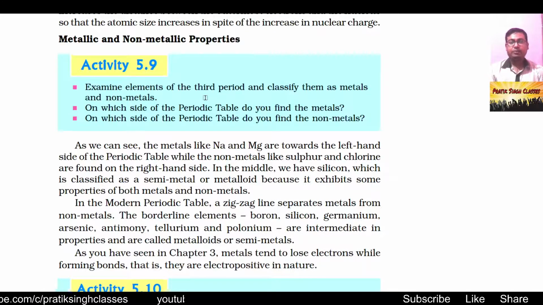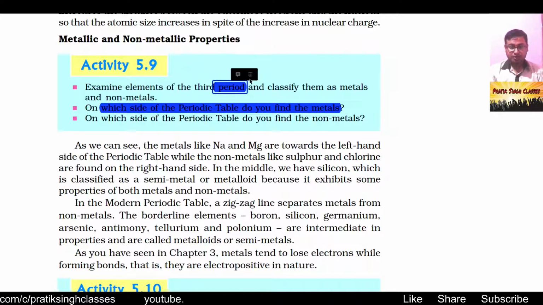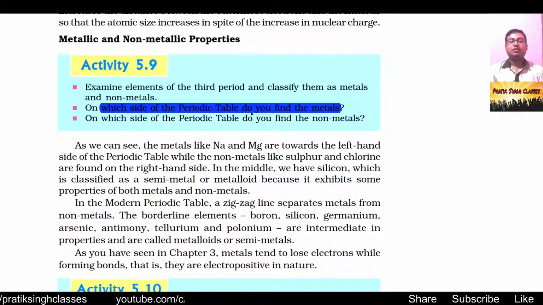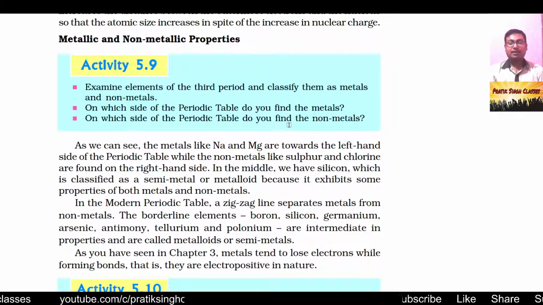Coming to activity 5.9. This is a very small activity. You just have to write the elements of the third period and classify them as metals and non-metals. On which side of the periodic table do you find metals, and on which side do you find non-metals? You will find that on the left side of the periodic table you will have metals, and on the right side you will have mostly non-metals, and at the center there may be some metalloids. Metalloids are those elements which have properties similar to metals and non-metals.